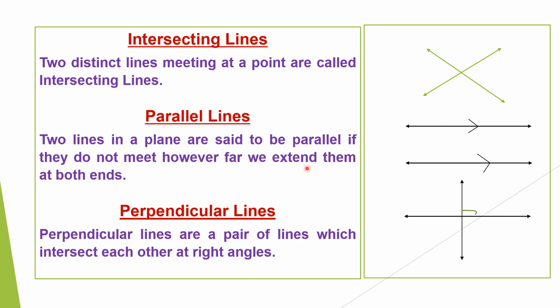Next is the parallel lines. This is very important. Two lines in a plane are said to be parallel if they do not meet, however far we extend them at both ends. We extend these two lines to any extent, they will never meet, and there are many sums associated with this. Perpendicular lines: when two lines intersect and the angle between them is 90 degrees or a right angle, then the two lines are perpendicular to each other.